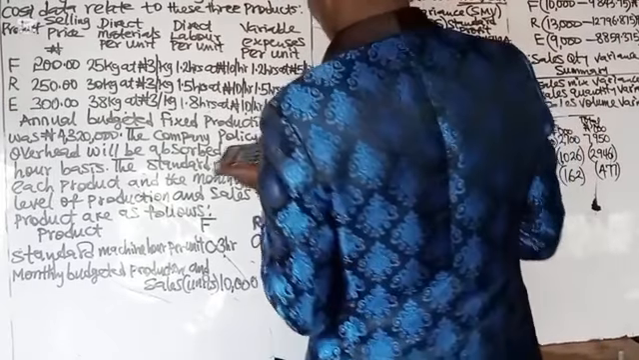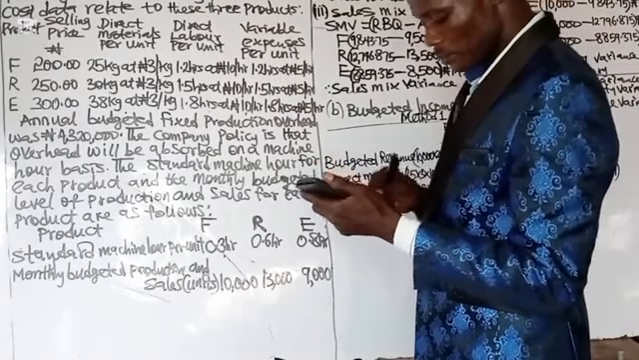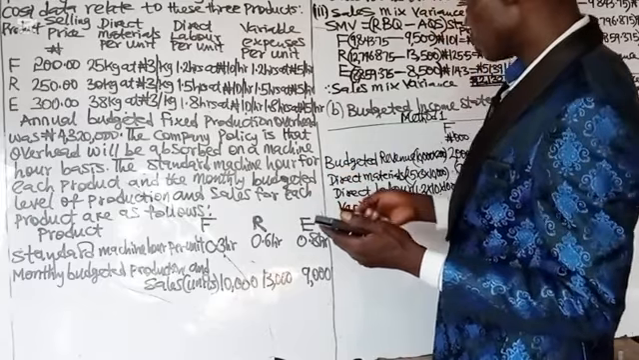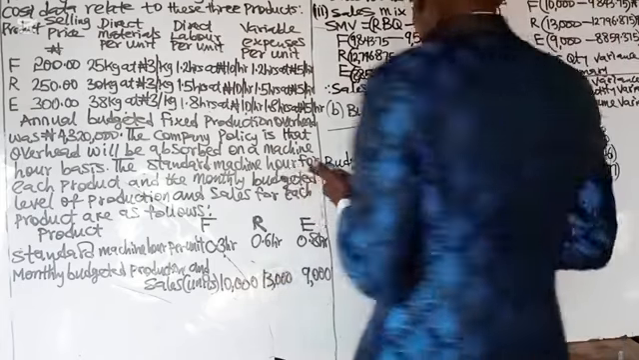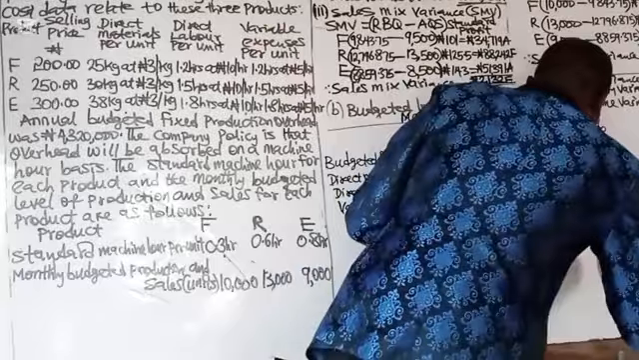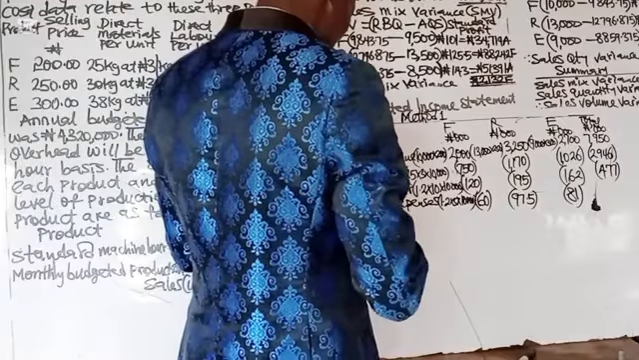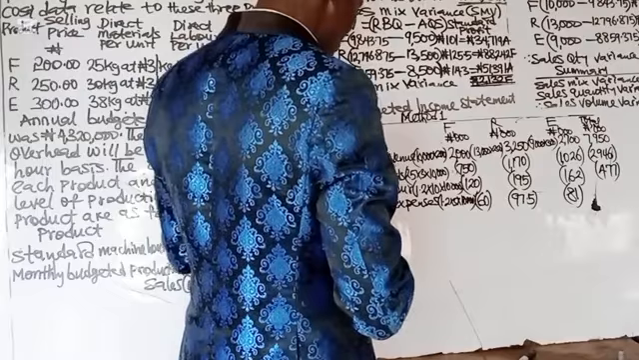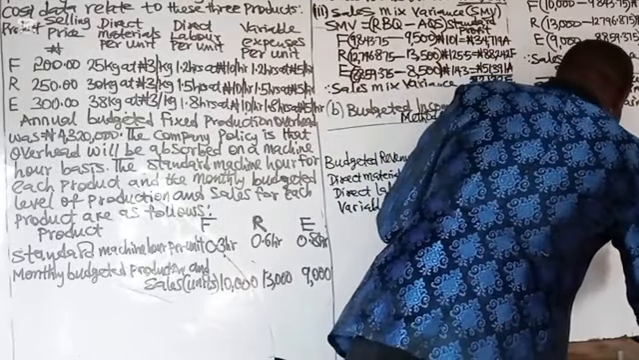For E, 1.8 times 5 times 9,000. That gives us 81,000. So total for the threes, 60 plus 97.5 plus 81. We have 238.5.